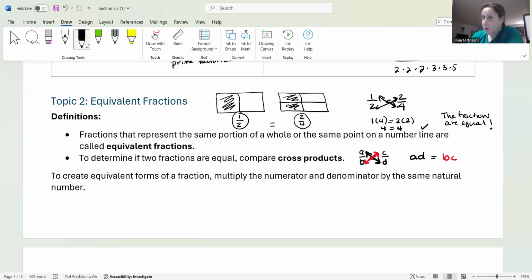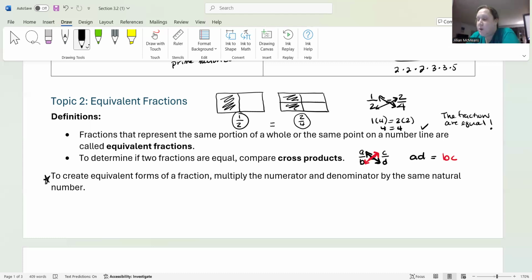Now, there's another thing that you'll be asked to do, and it is to create equivalent forms of fractions. So you have a fraction, but it's maybe not in the right format for you. Is there a way to get an equivalent version of that fraction that does work out for you? This comes up a lot when you add and subtract fractions. So this is really, really important.